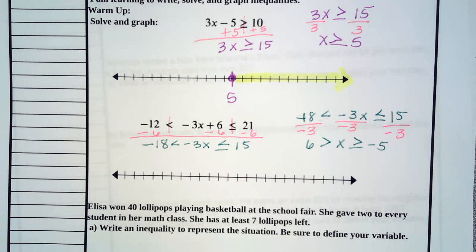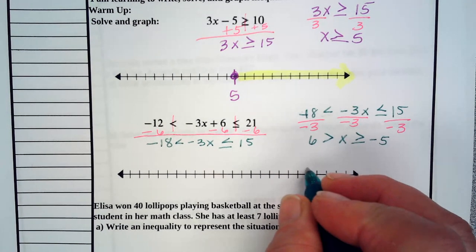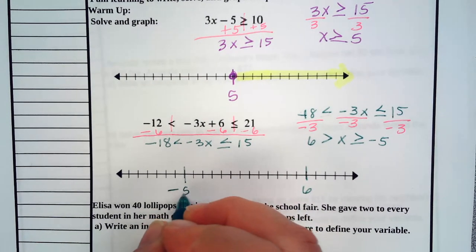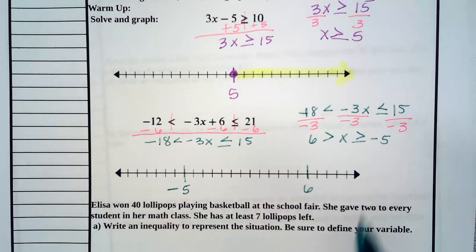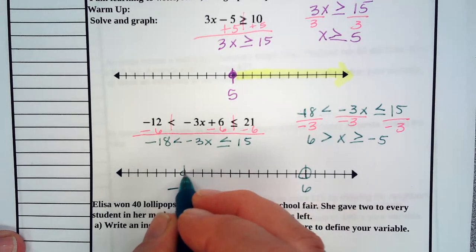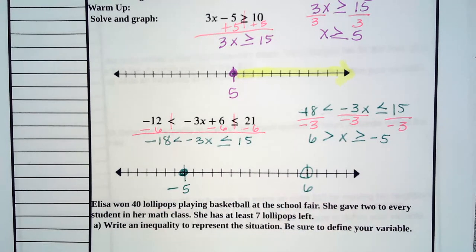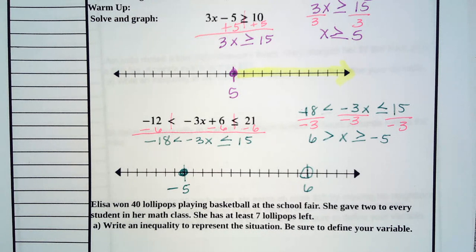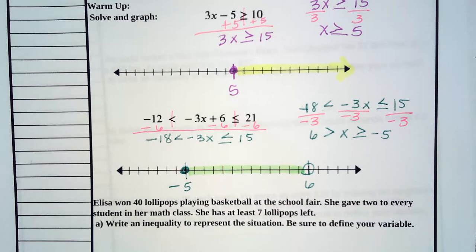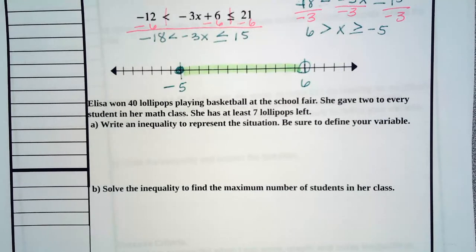Okay, so the two numbers I have to identify are 6 and negative 5. Step 1, identify your number. Step 2, open circle here because it is not equal to, closed circle here. Which way do I fill? On the outside or on the inside? Well, the x is inside, so that means the inside numbers are what I fill. I hope you were able to do those on your own and understand that concept.